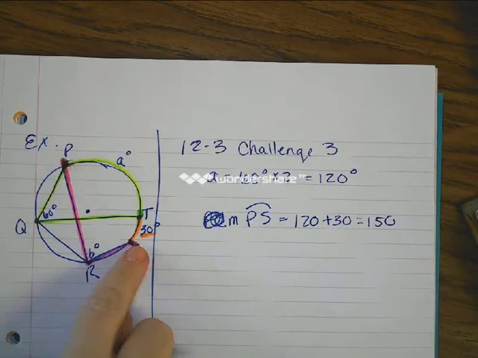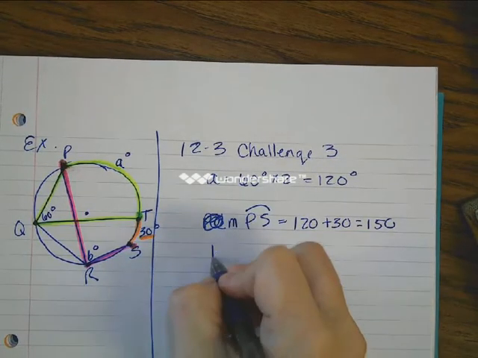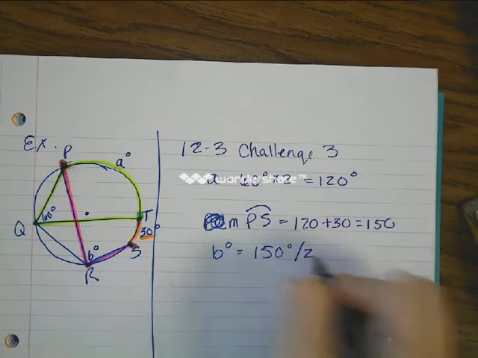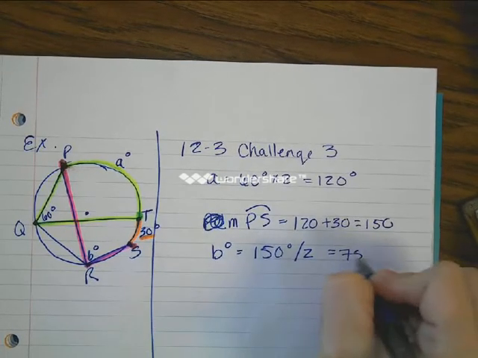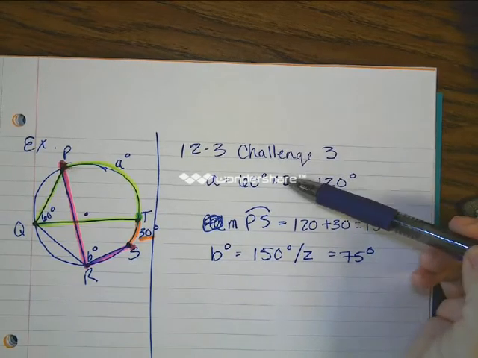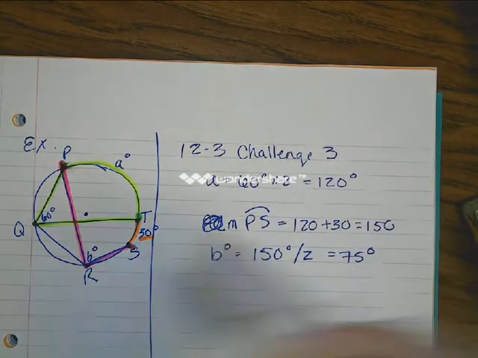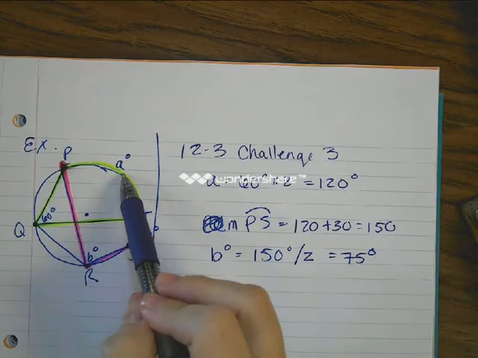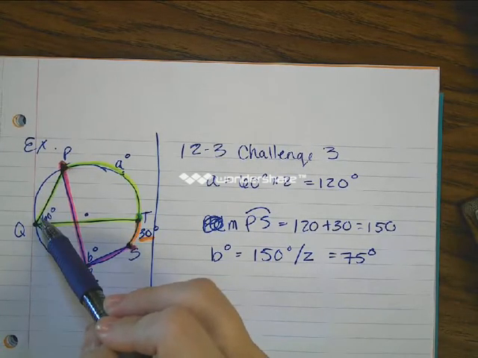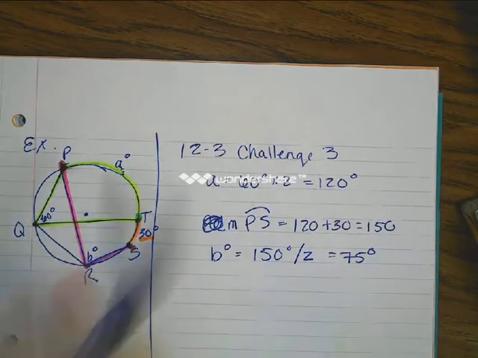The biggest challenge is remembering when to multiply and when to divide by 2. If you're going to the arc, you're getting bigger. If you're going to the angle, you're getting smaller. So from the angle, you're getting bigger, so that's going to be multiply. And if you're going this way, it's getting smaller, so that's going to be divide.